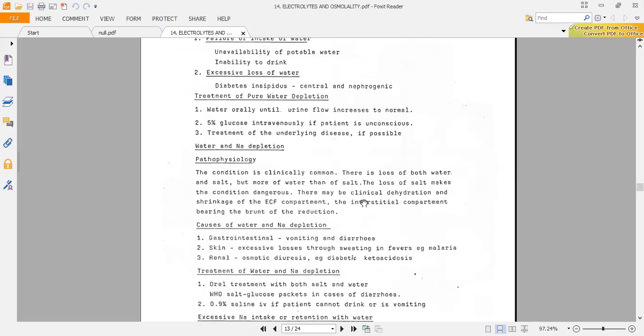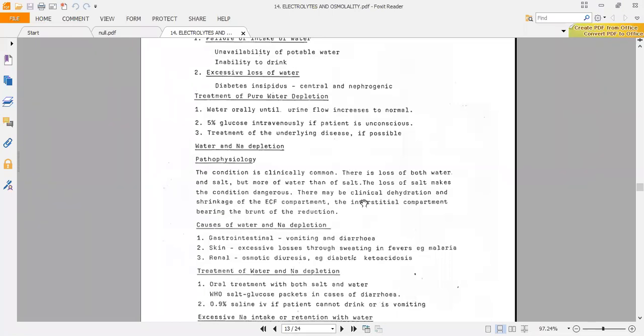Okay, good. Then the second cause of pure water depletion is diabetes insipidus, which could be central or nephrogenic. The central one means that you are not producing ADH, and the nephrogenic one means that you are producing the ADH, but it is not working in the renal collecting ducts. Okay, good. Then the second cause of hyponatremia is a case where this time you are losing water and salt. So you are even losing sodium, but you are losing more water than the sodium.